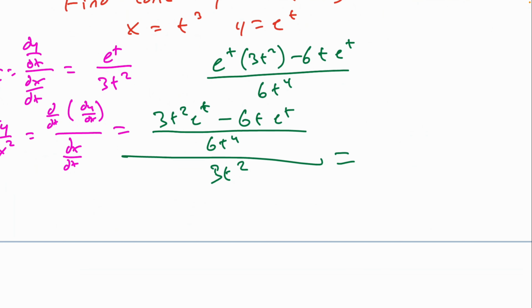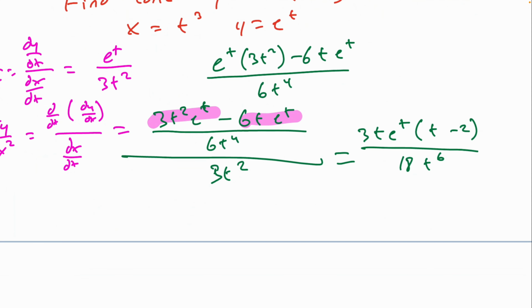Well, there are a few things we can do. First of all, it looks like we can simplify some of this stuff that's on the top. It looks like we can factor out a 3t e to the t, and that leaves us with t minus 2. And then on the bottom we have 6t to the fourth times 3t squared. So we'll go 6 times 3 is 18. t to the fourth times t squared is t to the sixth.